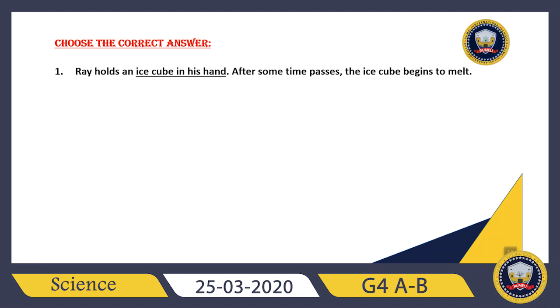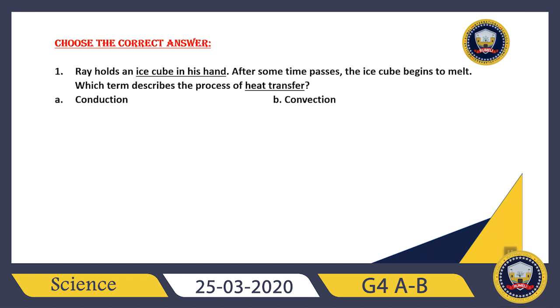Rai holds an ice cube in his hand and after some time passes the ice cube begins to melt. So which term describes the process of heat transfer? Ice cube in his hand means two bodies touching each other, two solids touching each other. So this way of transfer of heat, which one? Conduction, convection, insulation or radiation? What do you think? Which one is correct?